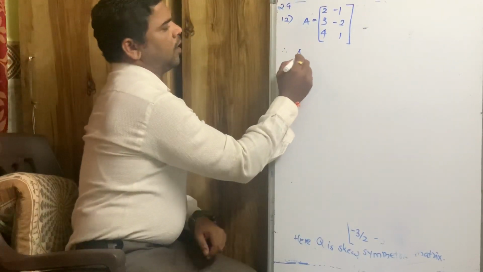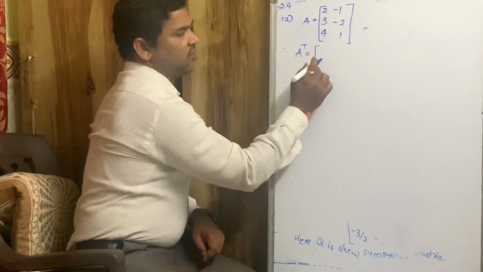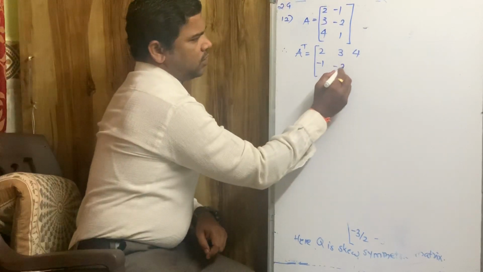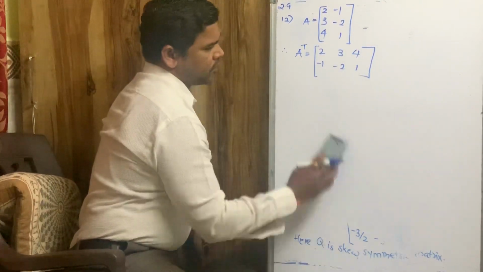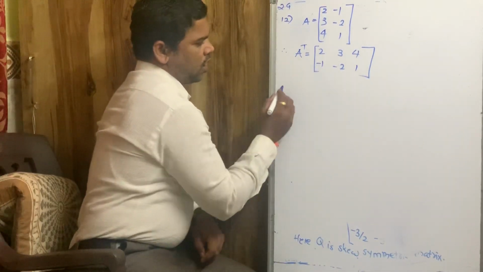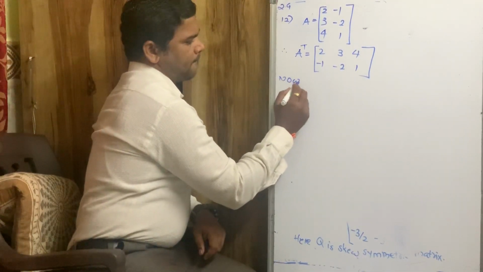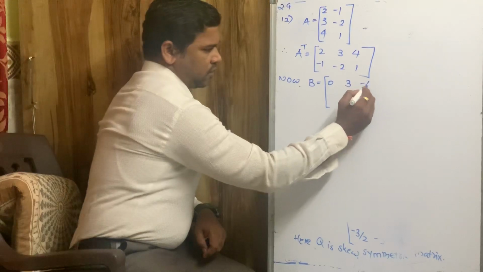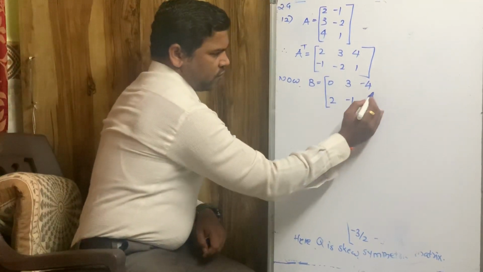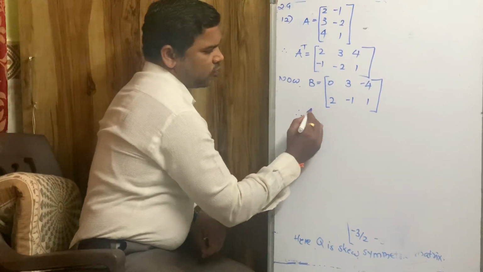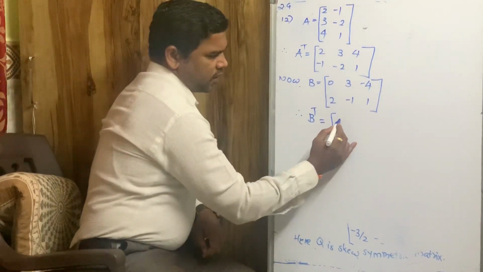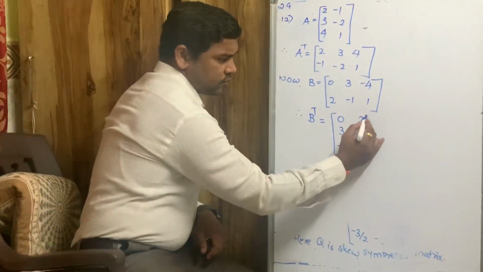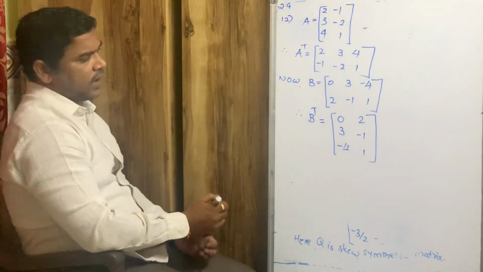Therefore A transpose will be: first row becomes first column, 2 3 4, second column minus 1 minus 2 1. So this is my A transpose. Now B is given as matrix B, 0 3 minus 4 first row, 2 minus 1 1 second row. So therefore B transpose: first row becomes first column, 0 3 minus 4, second row becomes second column, 2 minus 1 1. Finished. So I got A transpose, B transpose.